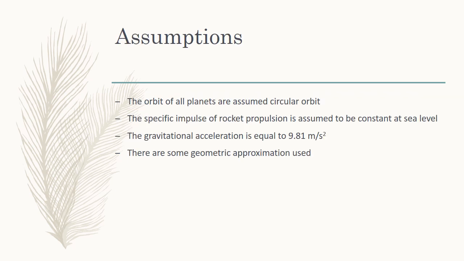These are some assumptions that are used in this project. The first one is that the orbits of all planets are assumed to be circular. Only Juno's heliocentric orbit is elliptical. And then the specific impulse of rocket propulsion is assumed to be constant at sea level, and so is the gravitational acceleration, equal to 9.81 meters per second squared. And then there are some geometric approximations used.